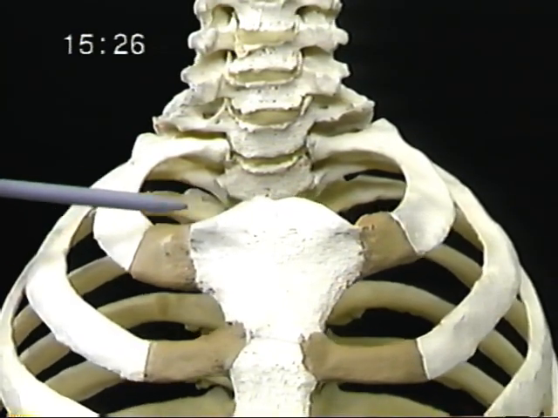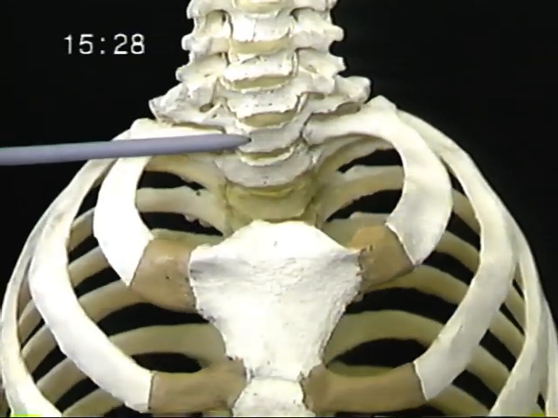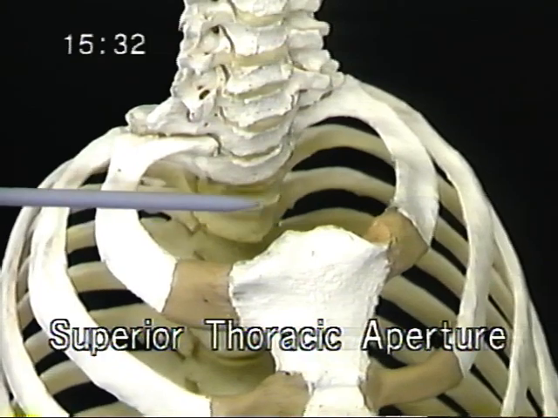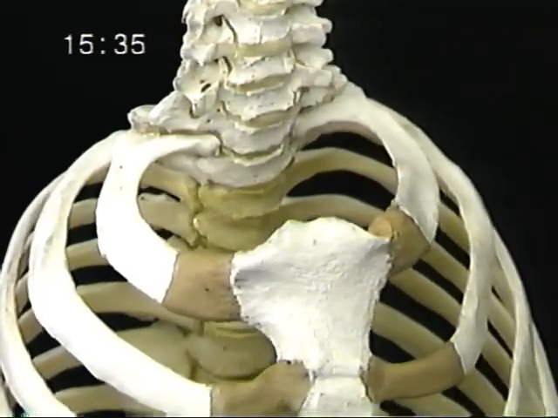The manubrium, the first ribs, and the body of the first thoracic vertebra form the margins of this opening, the superior thoracic aperture, through which many important structures pass.